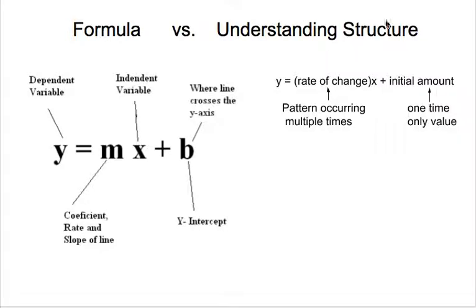And if you think about it, there are a couple of standards in the Common Core Math Standards for high school that require students to understand the structure of an expression or an equation. Do they understand that you're taking your rate of change, this pattern that occurs multiple times, and you're multiplying it by your independent variable, and then we're adding an initial amount? It's the amount of value that occurs only once in the whole pattern.